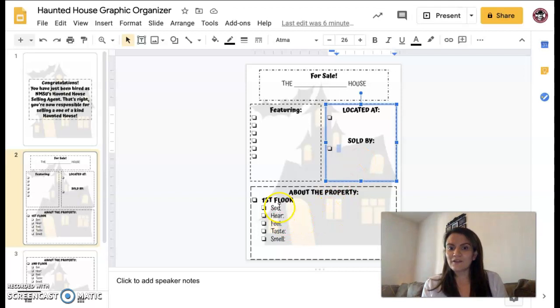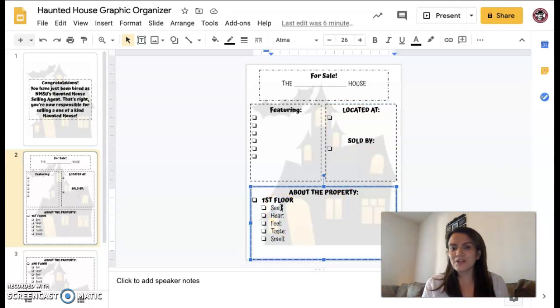Next thing I want you to fill in is some information about the property's very first floor. So think about some keywords that we might see on that first floor, hear, feel, taste, or smell. Remember, I do not want you to write full complete sentences. Maybe just think of some keywords or key phrases that are going to help describe the very first floor.